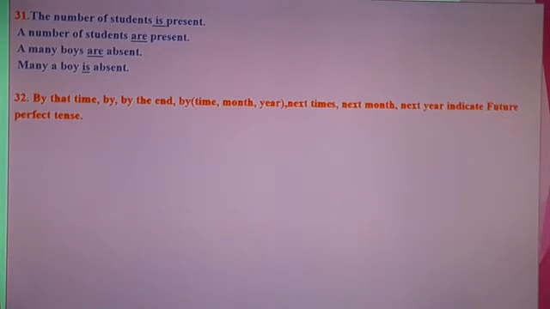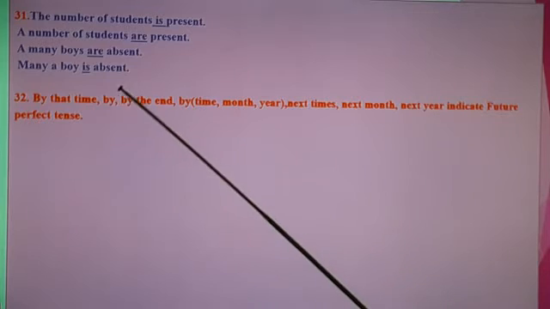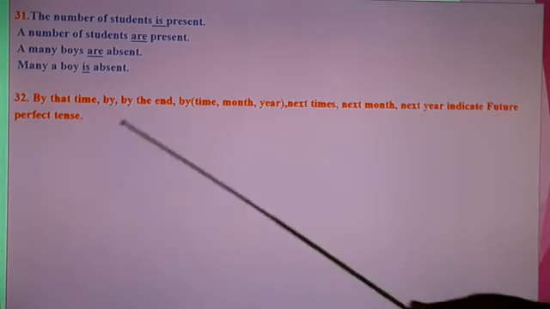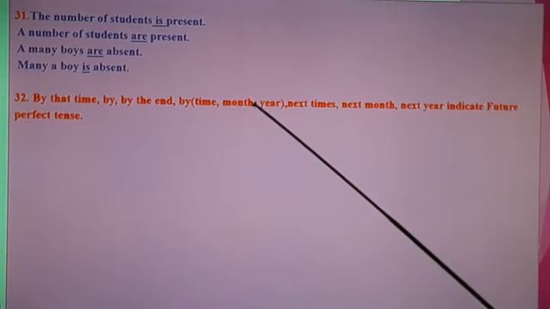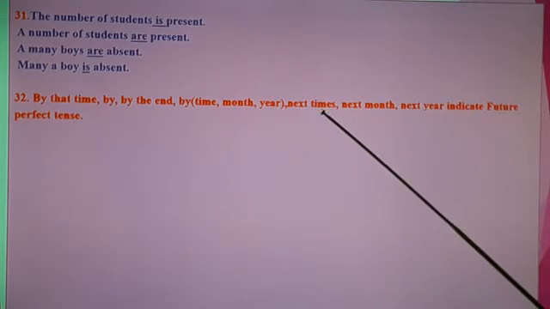Next, we have some indicators that indicate future perfect. Have a look, what are the words? By the time, by the end, by month, by year, next month, next year. We use these generally in our daily English. But if you find these, then you have to convert that sentence into future perfect.